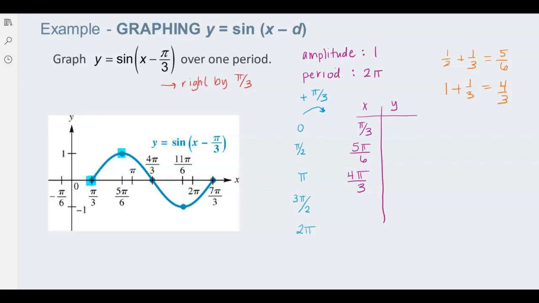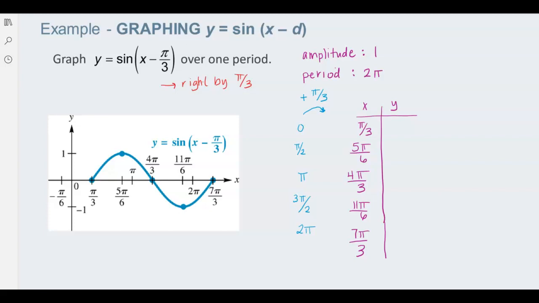Pi over 3, 5 pi over 6, 4 pi over 3. The next one's going to be at 11 pi over 6. And then the last one here is going to be at 7 pi over 3. Again, let the calculator do the addition of the fractions for you, and it'll get the common denominators and do all the heavy lifting for you. All right, so the only thing that's changing in this graph are the x values. Everything's shifting over.